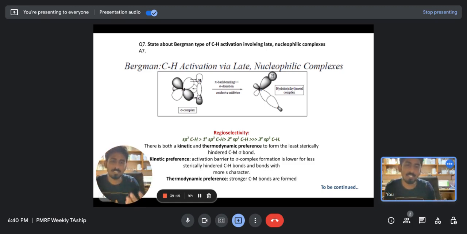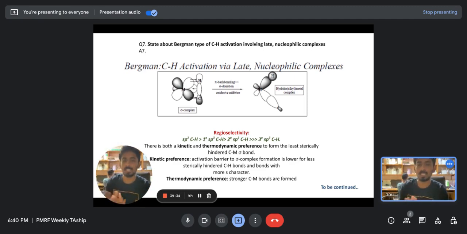That's why, in a regioselective manner, the sp or sp2 carbon hydrogen bonds are oxidatively added to the metal center faster than the sp3 carbon hydrogen bonds. So both the kinetic and the thermodynamic preferences are there.